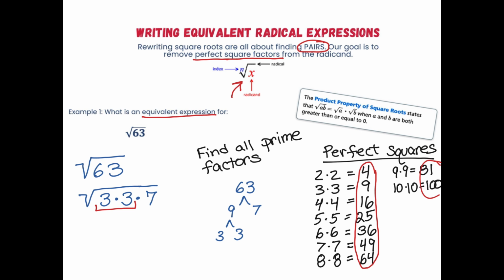So, if we take the square root of those 2 3s, it's the same as taking the square root of 9. And the square root of 9 is 3 times 3. So when we take the square root of these two terms, because they're a pair, we move it outside the radical. So the square root of 9 is 3. And then 7, we can't factor that any further. There are no perfect squares hiding in there. There are no more pairs of numbers. So we just keep the 7 inside the radical. Now our simplified equivalent expression for the square root of 63 is 3 square root 7. So that's what we are going to be doing today.